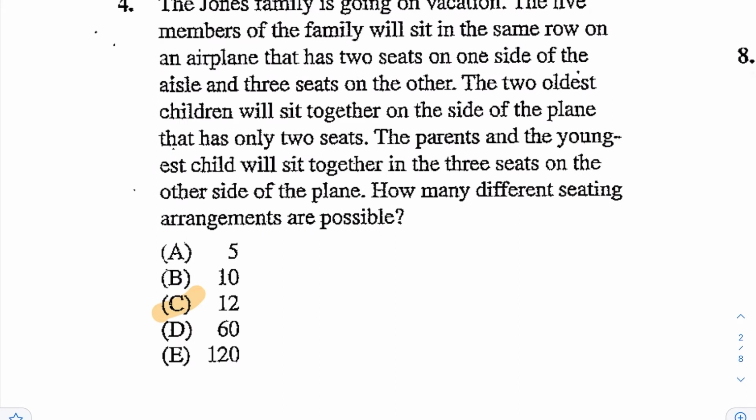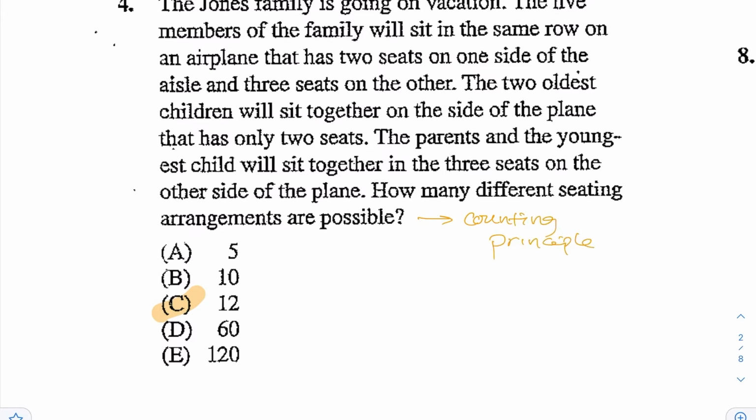All right, next for question number 4, the Jones family is going on vacation. The 5 members of the family will sit in the same row on an airplane that has 2 seats on one side and 3 seats on the other. The 2 oldest children will sit together on one side of the plane that only has 2 seats. The parents and the youngest child will sit together on the 3 seats on the other side. How many different seating arrangements are possible? So if you have seating arrangements, this is a counting principle question.